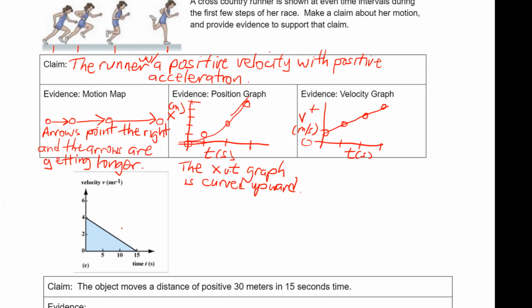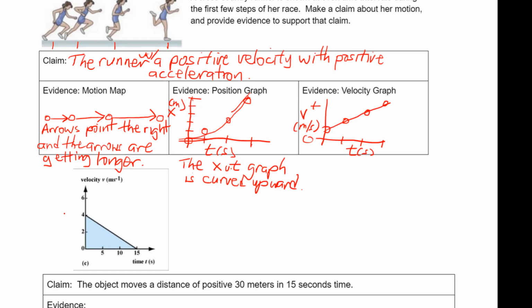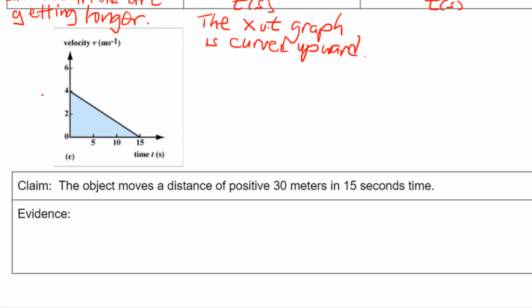The next example is found on the bottom of page 16. We see a velocity versus time graph. It's important that we see first what type of graph it is, velocity versus time. And here's 0, so these are all positive velocities. Our claim is that the object moves a distance of positive 30 meters in 15 seconds time.